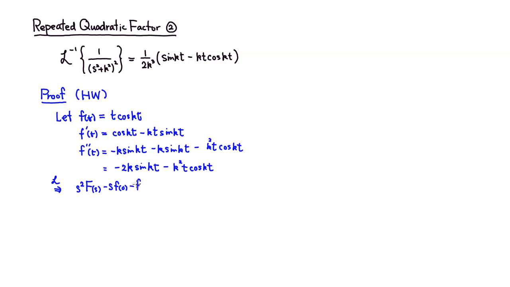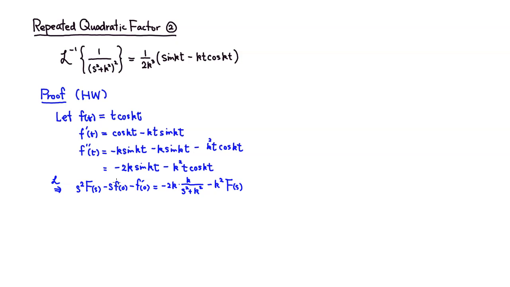minus f prime of 0 is equal to, here's a negative 2k, just a number, right? Then the Laplace transform of sine of kt is k over s squared plus k squared. And there's a minus k squared. And since t cosine of kt is the same thing as f of t, its Laplace transform is capital F of s.